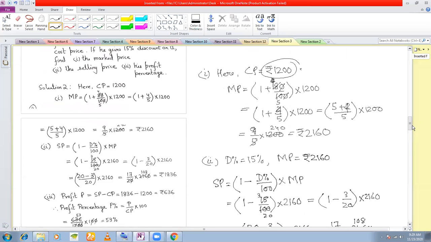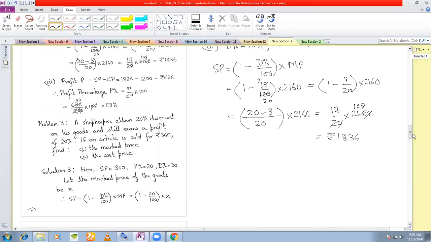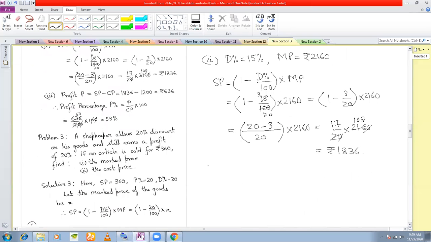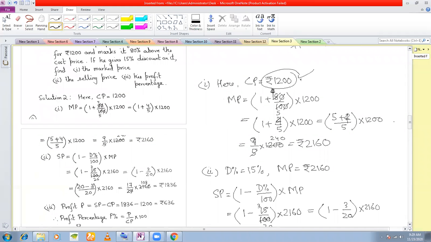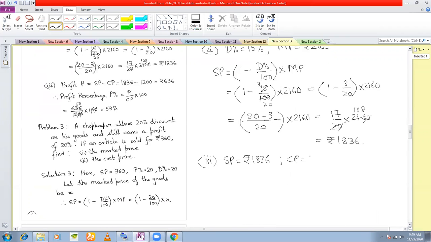And the third one is profit percentage. How do you calculate profit percentage? If you know the profit, you can calculate the profit percentage. And how do you know the profit? For profit, you must know the selling price. Selling price, you know, here is 1836. Okay. Cost price. What is the cost price here? Let's look above. Cost price you see here is 1200 rupees. So you have 1200 rupees as your cost price. Now we have what is required.